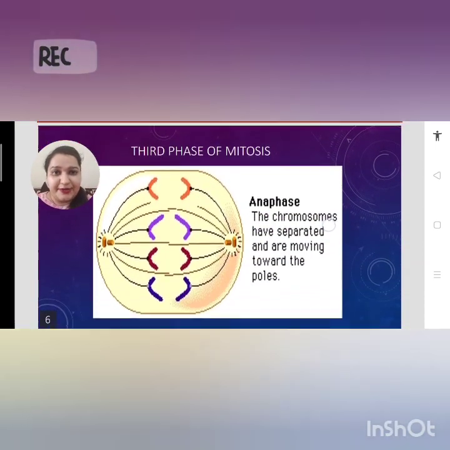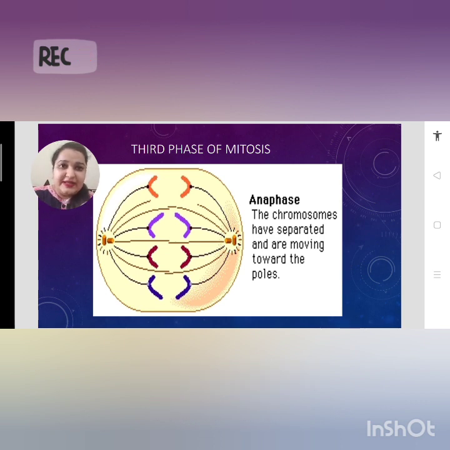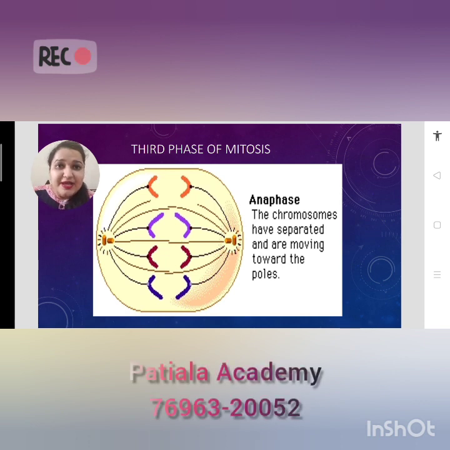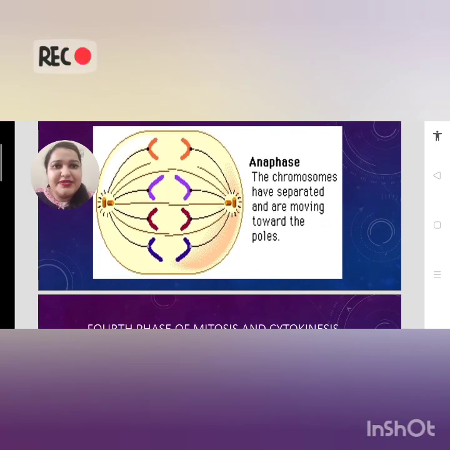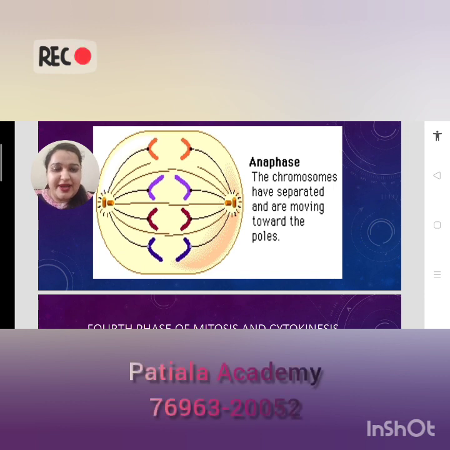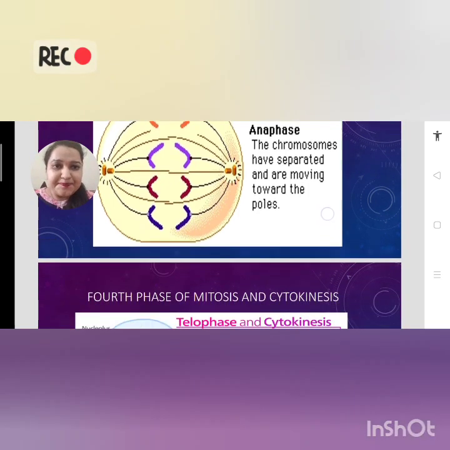The third phase of mitosis is the anaphase. What happens during this phase? The upper chromatids of the chromosome go towards one pole of the cell and the lower chromatids go towards the other pole of the cell. So there is the movement of the chromatids towards the opposite poles, as you can see in the diagram. There is the splitting of the chromatids, and they are shown moving towards the opposite poles.